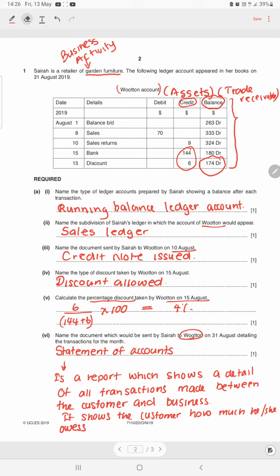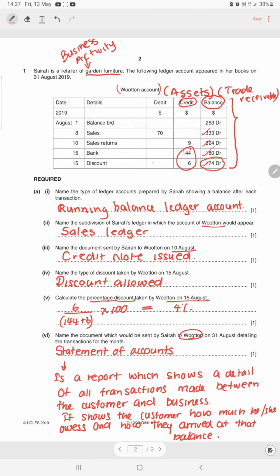Understood? So in the beginning of the month, Wuton owed us $263, and after certain transactions in the month and after certain payments that he or she made, there's a closing balance of 170. So it shows the closing balance, how much he or she owes. It shows the customer how much he or she owes and how they arrive at that balance. That means the transactions that occurred within this month in order to arrive at this closing balance.